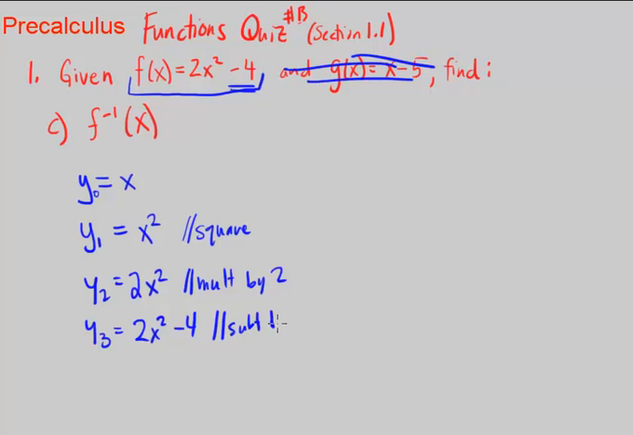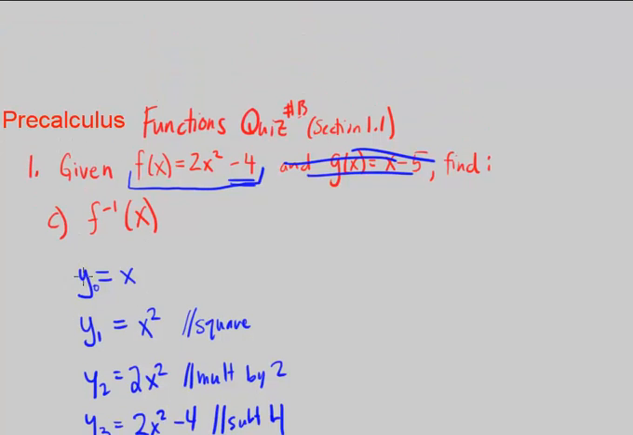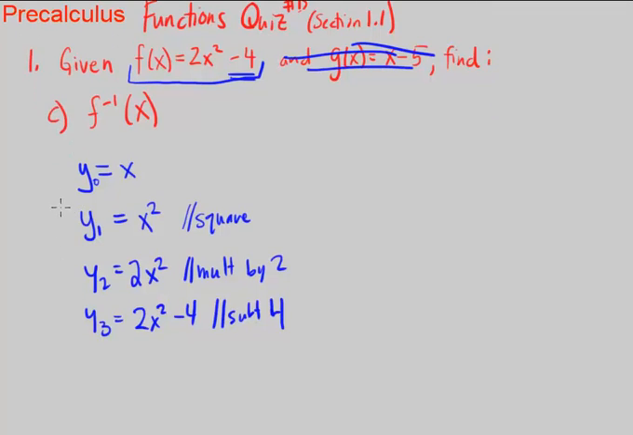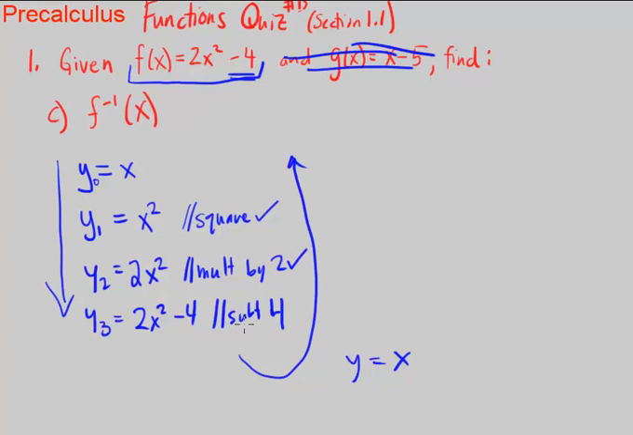So y sub 3 is equal to 2x squared minus 4. Subtract 4. And you'll see now that we have our final function, that's how it was wrapped. Okay, so now we want to unwrap it. All we do is we start again at y is equal to x, and then we do the opposite of all of these things. So instead of square, we square root. Instead of multiply by 2, we divide by 2. Instead of subtract 4, we add 4. But remember, we do them in the opposite order.